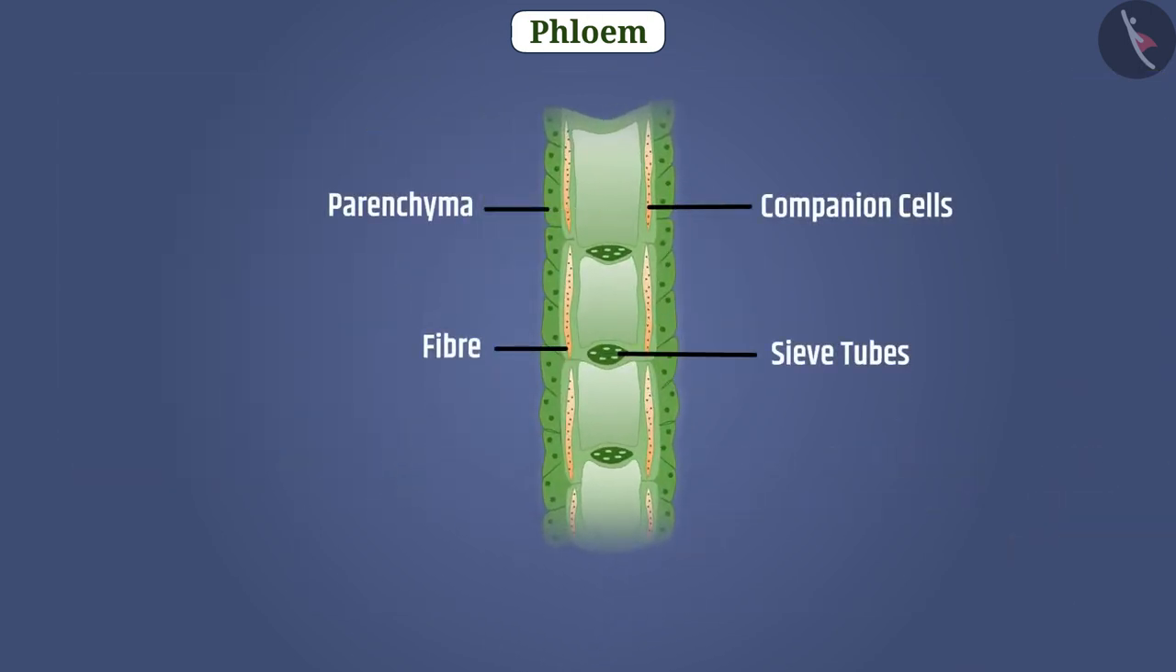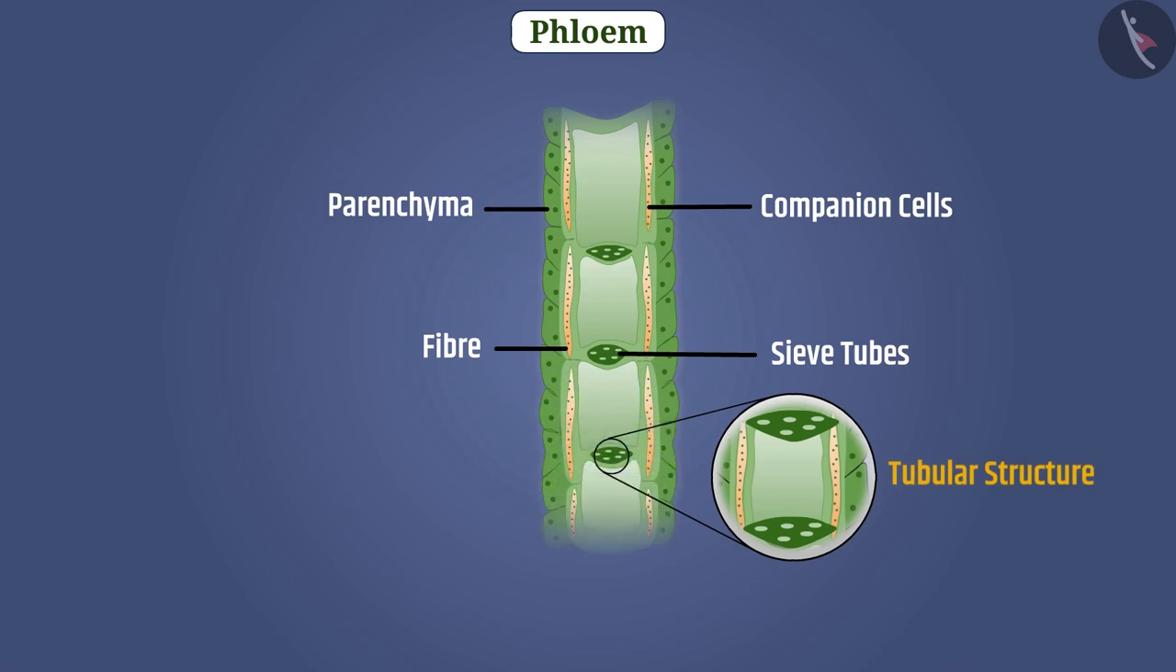The structure of phloem sieve tubes is tubular, and in their walls, holes are present. And in these sieve tubes, a sieve plate is present. The companion cells are adjacent to sieve tubes. Through the sieve plate, companion cells provide energy for the movement of food.